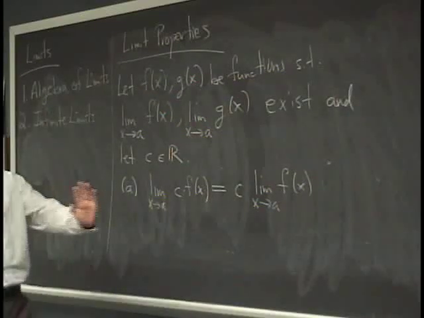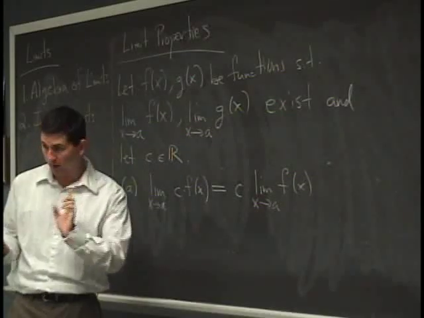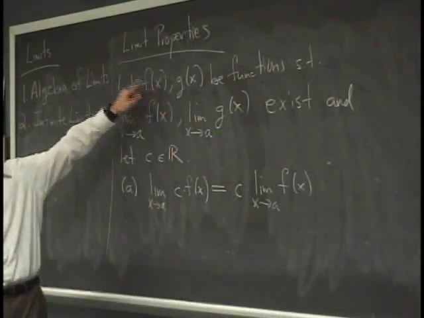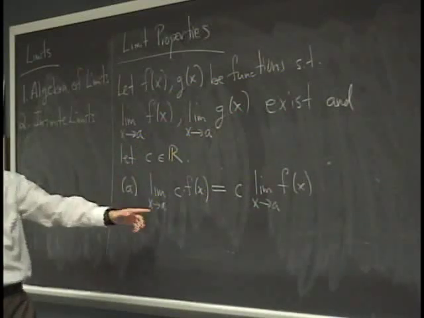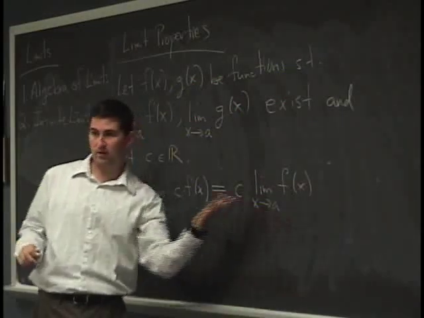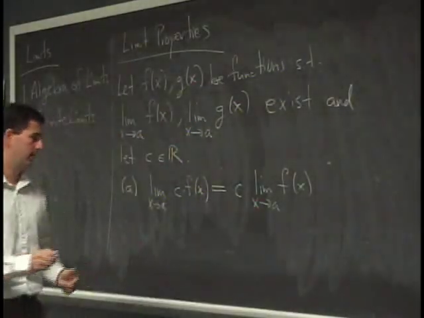Now, mind you, this equality is working under an assumption. The assumption from the beginning is that this limit existed in the first place. So if this limit doesn't exist, then you don't talk about this equality. It's only when this limit exists.